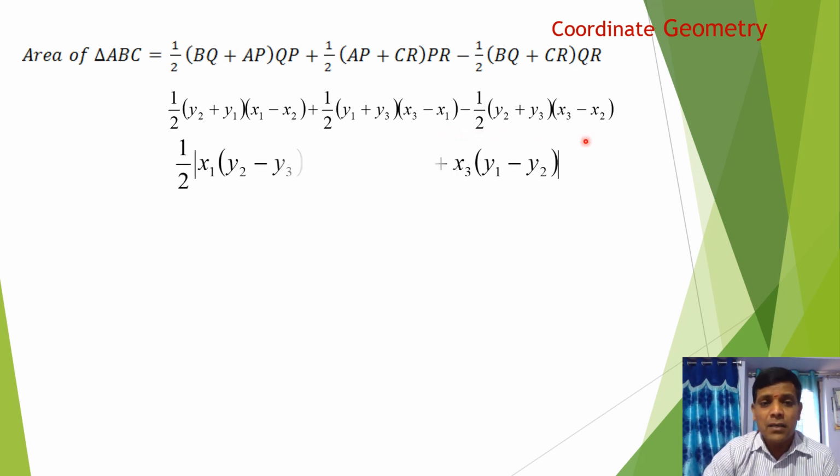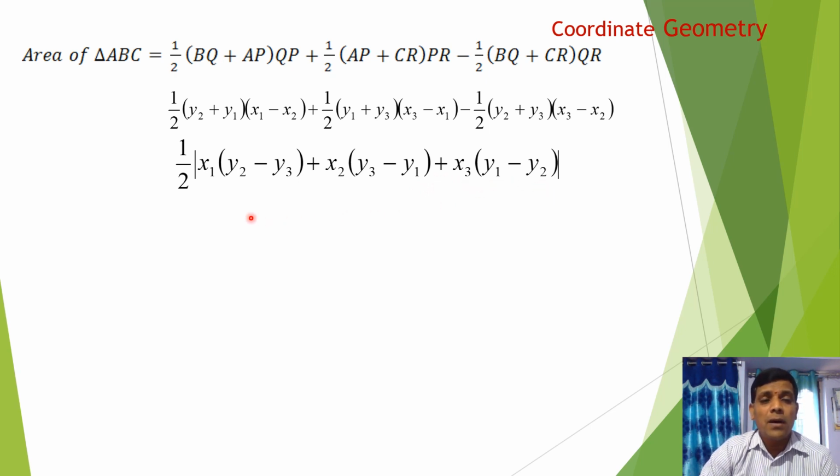After simplification we get one formula, half with absolute value. The reason is that this is the area of a triangle, and area is always positive. That's why we keep the modulus symbol, or absolute value symbol. Half into x1 into (y2 minus y3) plus x2 into (y3 minus y1) plus x3 into (y1 minus y2).